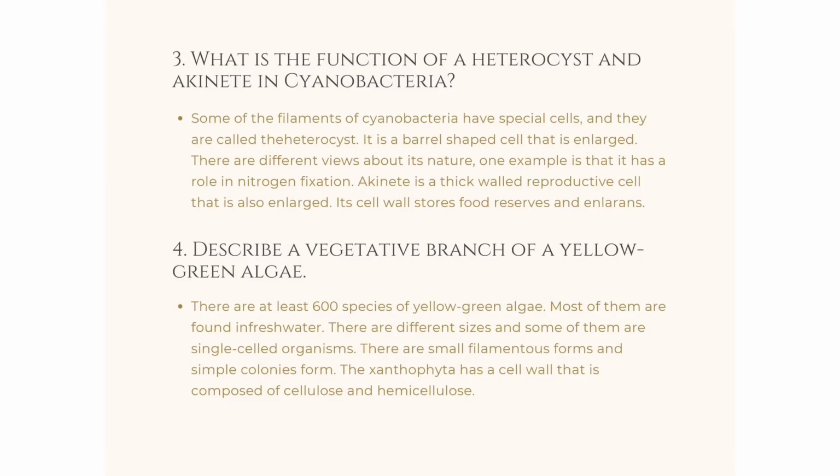Number 4. Describe a vegetative branch of yellow-green algae. There are at least 600 species of yellow-green algae. Most of them are found in fresh water. There are different sizes and some of them are single-celled organisms. There are small filamentous forms and simple colonies formed. The XANTHOPHYTA has a cell wall that is composed of cellulose and hemicellulose.